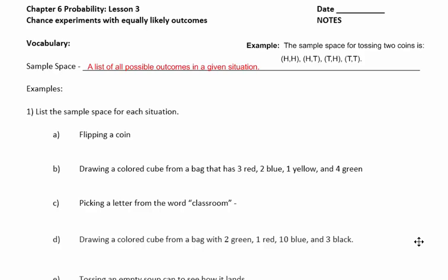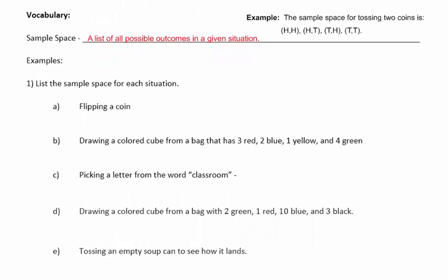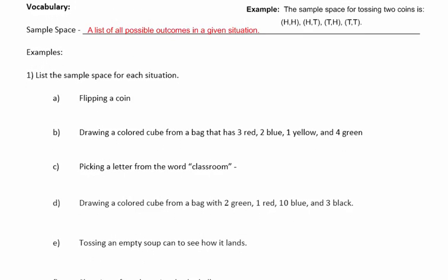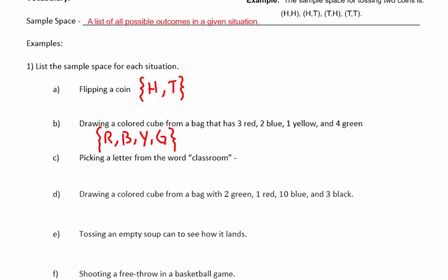So our example is to list a sample space for each situation. If we flip a coin, one coin, we have 2 outcomes. This is set notation. We can get a heads or we can get a tail. Drawing a colored cube from a bag that has 3 red, 2 blue, 1 yellow, 4 green. So all the things that can happen when we pick one, we can get a red, we could pick a blue, a yellow, and a green. They're not all equally likely to occur, but the sample space doesn't take into consideration the likelihood of that.